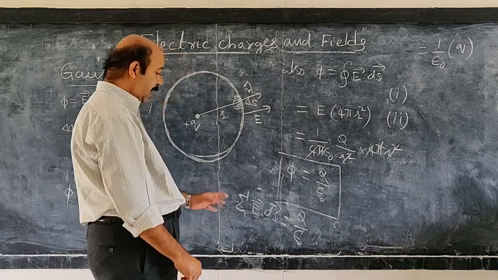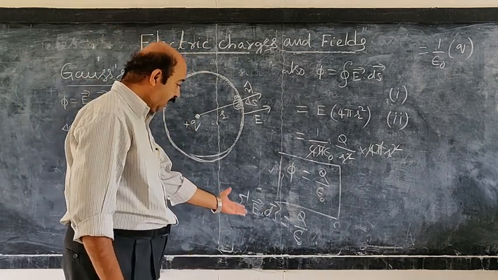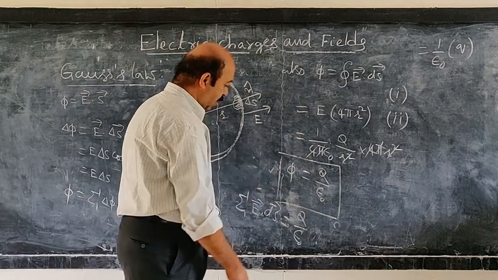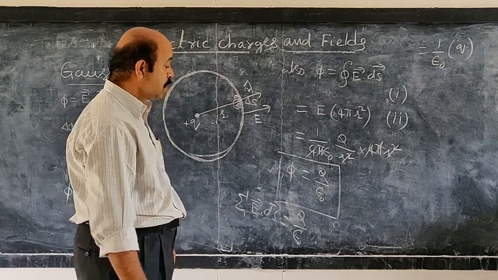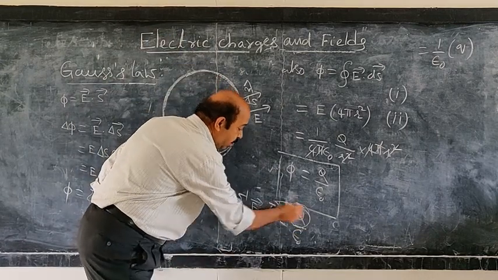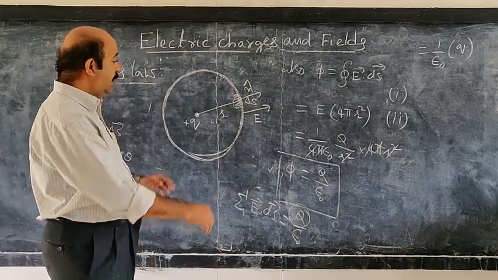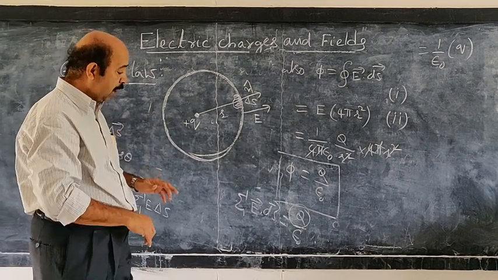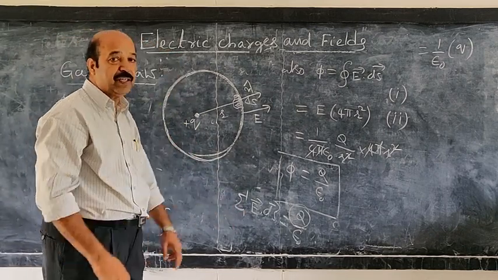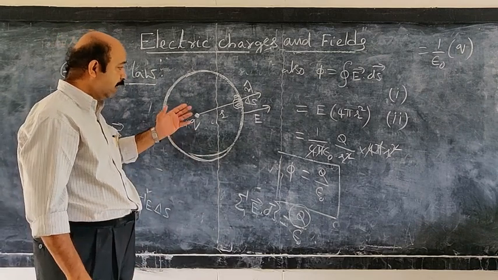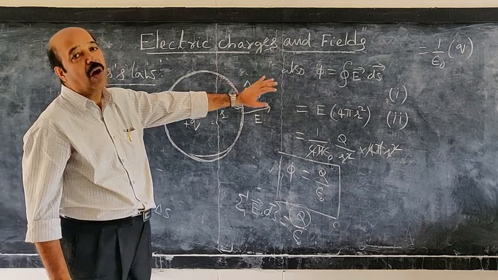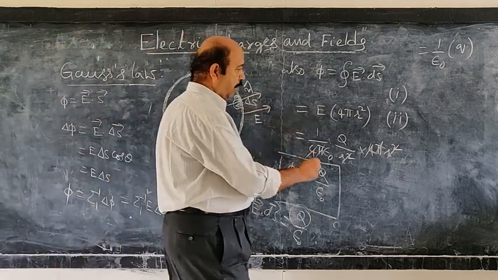So here on the left side you are getting the electric field strength, and on the right side, when you apply the Gauss law, you are getting the total charge. The charge you are using in the formula is the total charge inside the closed surface or Gaussian surface, whereas the electric field strength is due to the charges inside the surface or outside the surface. That is another point.